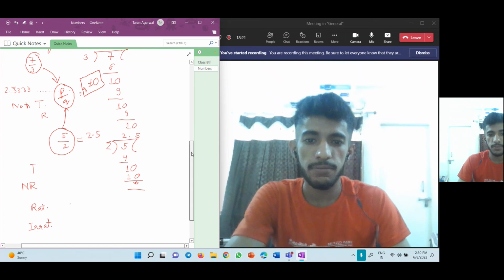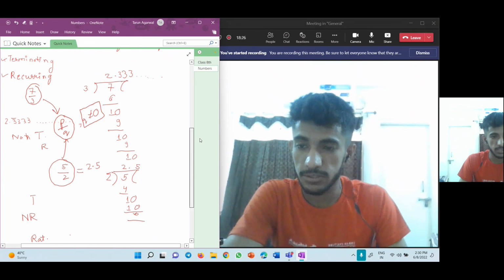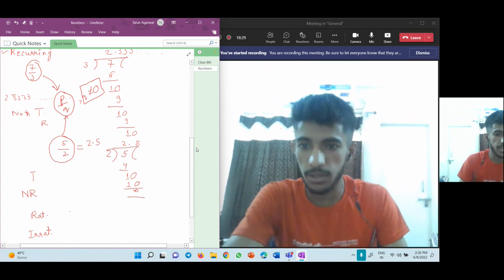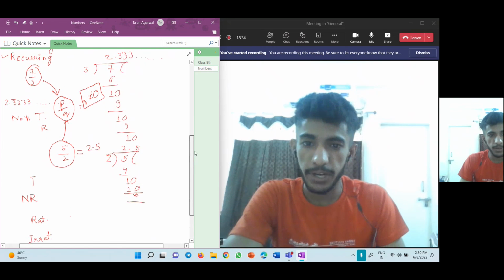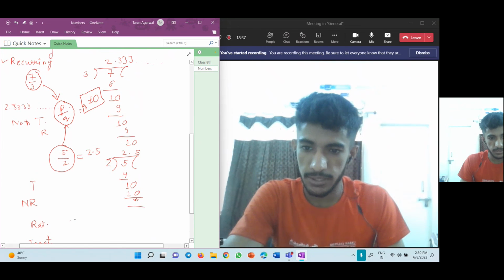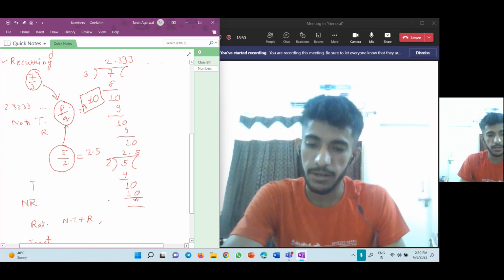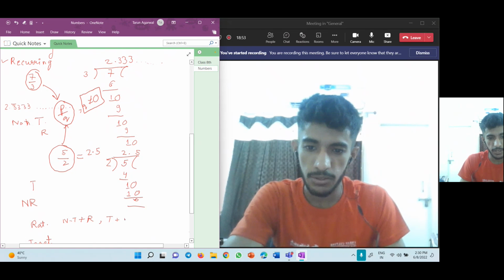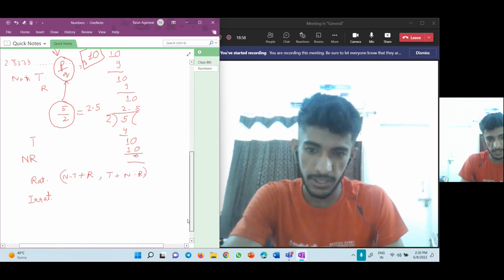Further, if we classify the rational numbers by this terminating and recurring concept, we can conclude that 7 by 3 is non-terminating and recurring, and the 5 by 2 is terminating and non-recurring. So both these combinations signify rational numbers.